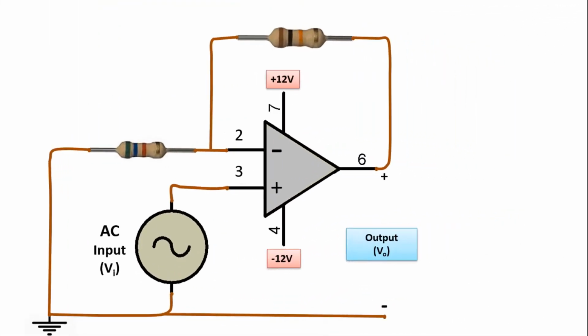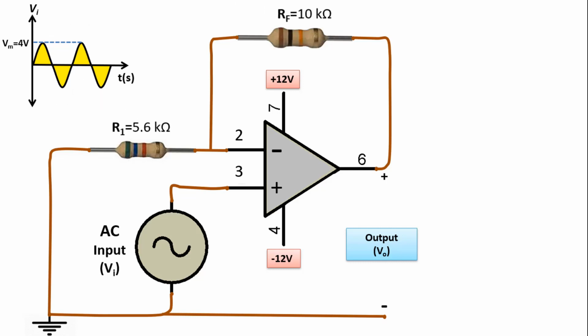So how will it be if the input here is AC instead of DC? Again, we will operate by thinking in the same way. For example, let the voltage value of the AC source here be a sine-shaped AC with a maximum value of 4 volts as here. Let the resistance values be R1 equals 5.6 kiloohms and Rf equals 10 kiloohms. What is the output value?